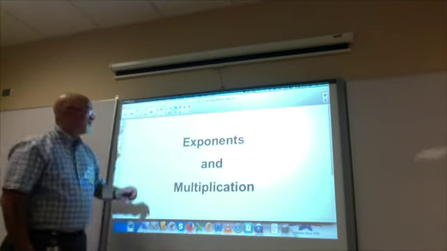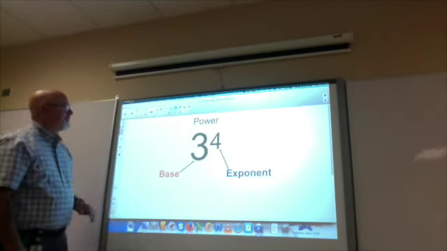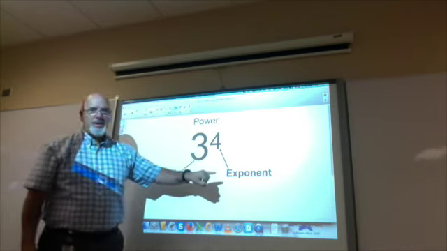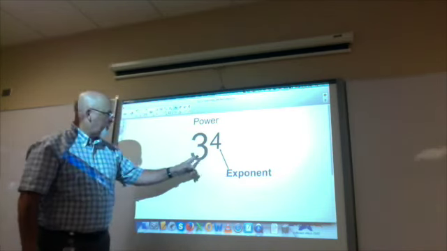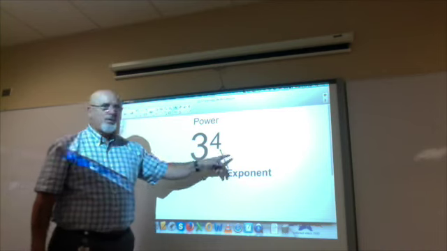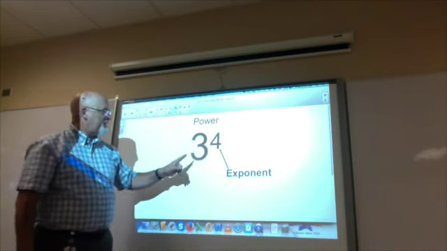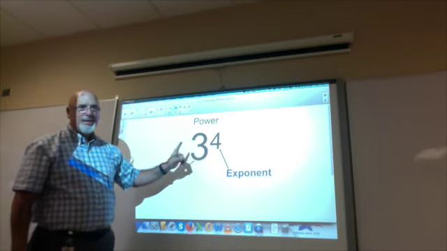Exponents of multiplication. A power is composed of a base and an exponent. The 3 here is the base, the 4 is the exponent. The 4 tells you how many times to multiply the base by itself.